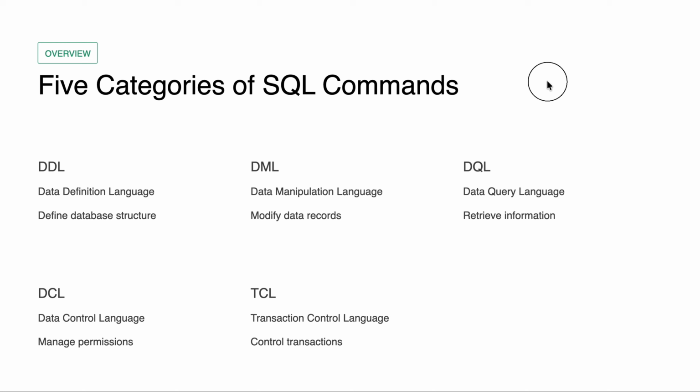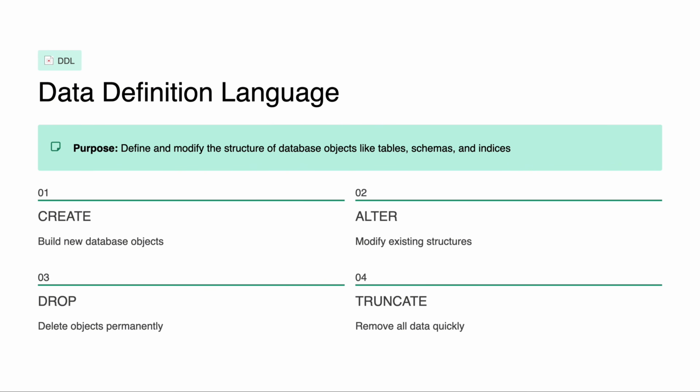Why should we use these commands? What is the purpose? Why retrieve data from databases and why communicate with databases? Let's dive deeper. SQL commands are divided into categories because every task is different. For example, creating a table is different from inserting data, and security permissions are different from querying. And these are the commands we commonly use: create, alter, drop, truncate.